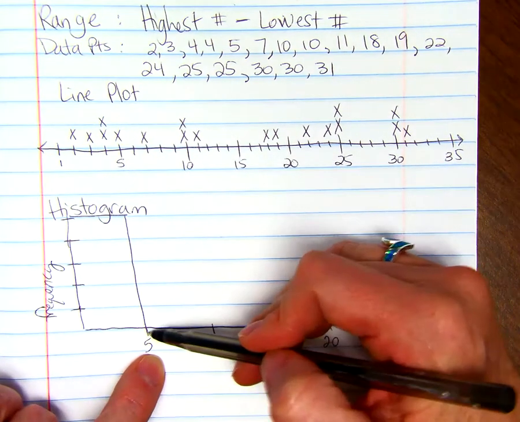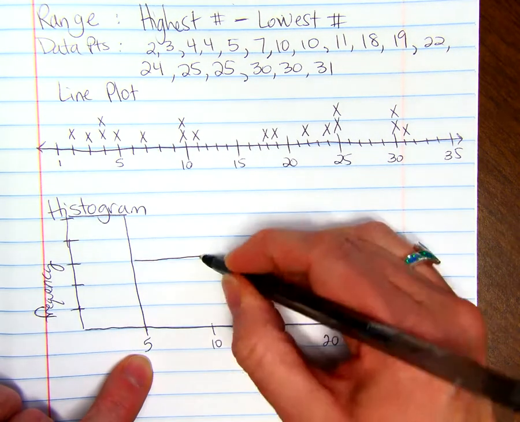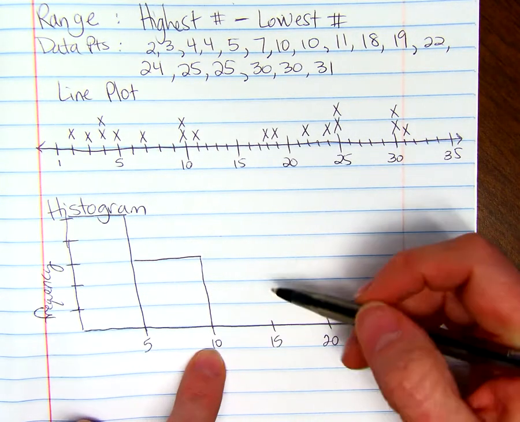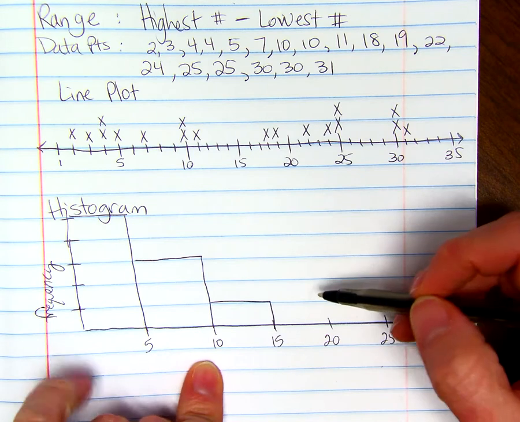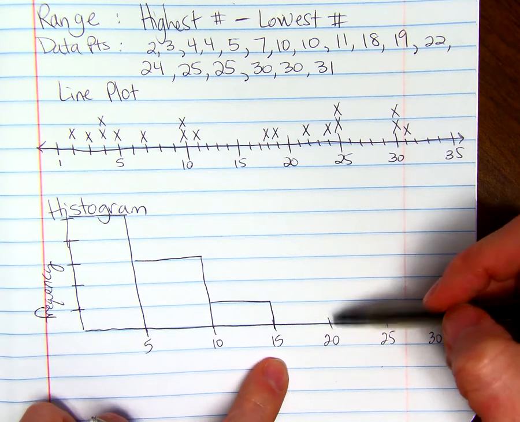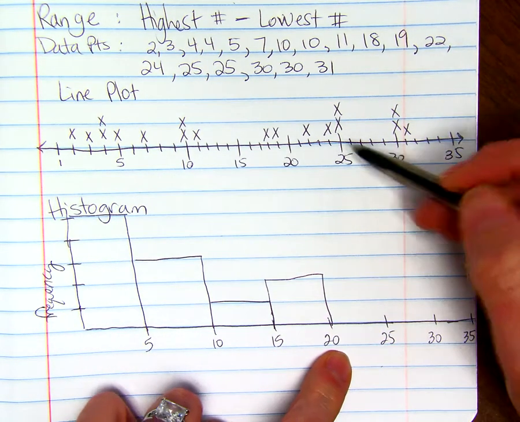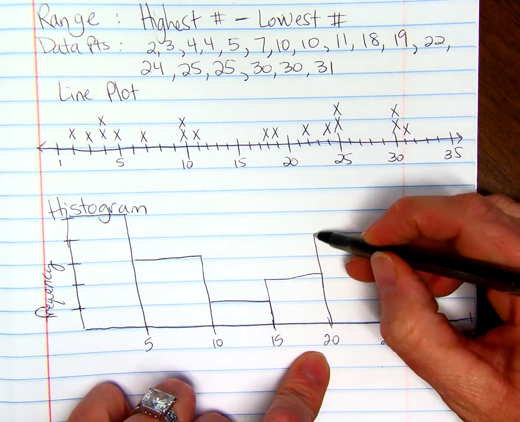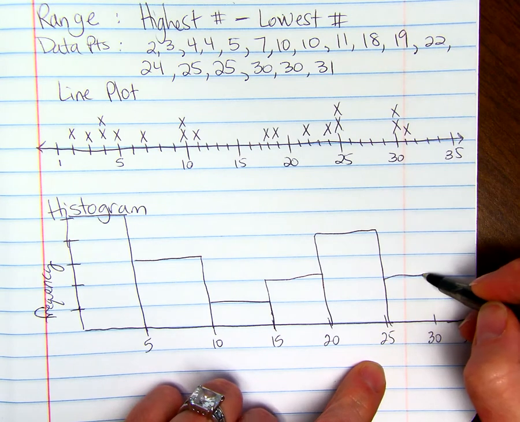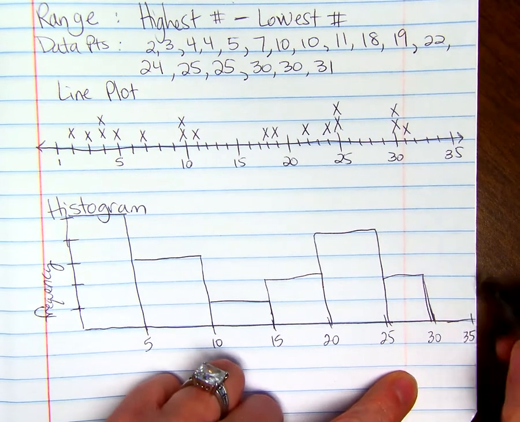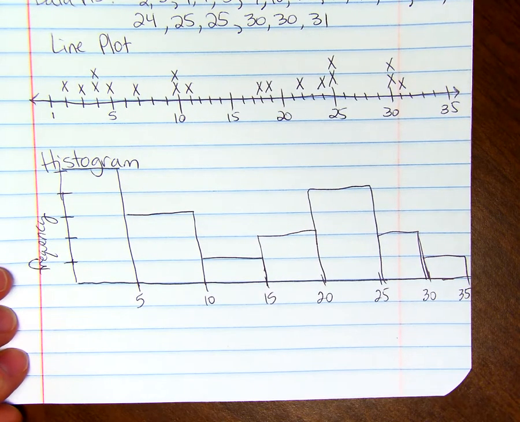Then between 5 and 10, there's 1, 2, 3. So we're going to go up 3 between 5 and 10. Between 10 and 15, we have just 1, so we just go up 1. Between 15 and 20, we have 2, so we go up 2. Between 20 and 25, we have 4. Between 25 and 30, we only have 2. And between 30 and 35, we only have 1. So that's going to be the histogram.